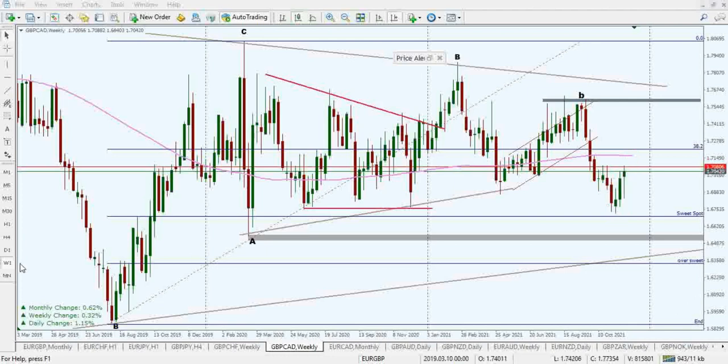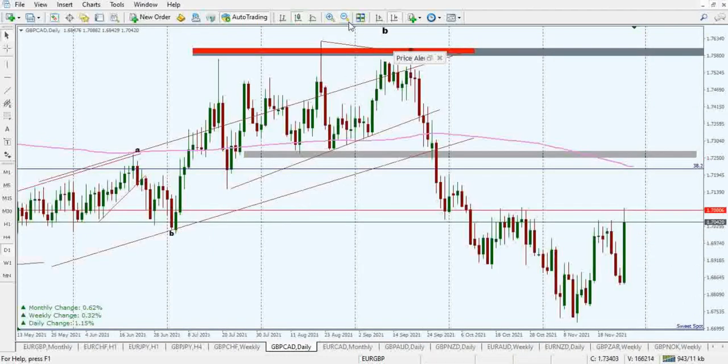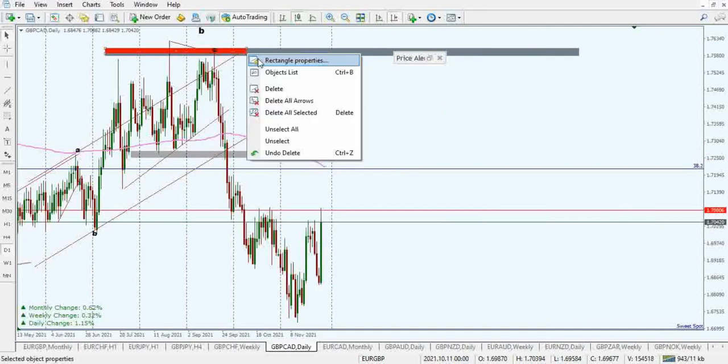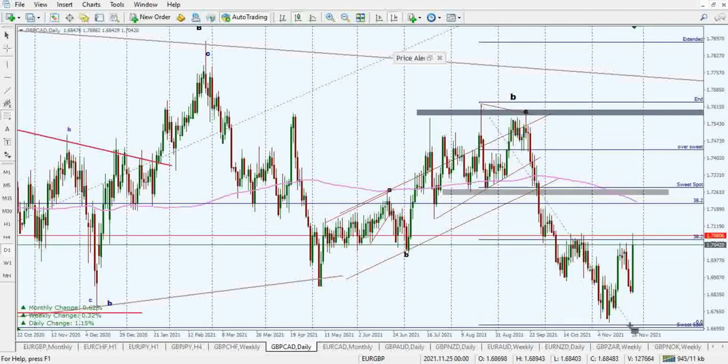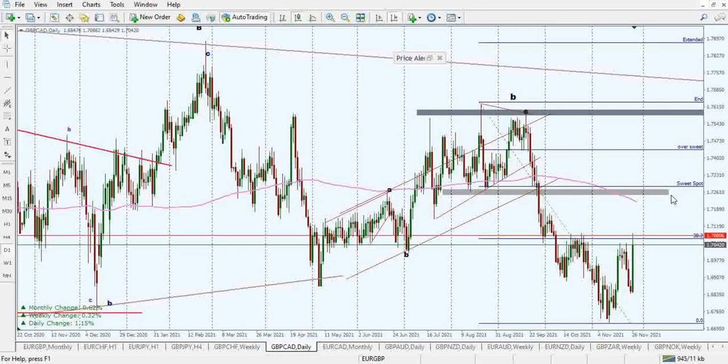So I'm going to be looking at this as a pullback, and apart from that, I'm going to start by putting up some Fibonacci retracement areas which I expect price to respect. First I'm going to be looking at 61.8. This area also is an important area which, as you can see, price respected in its bid to the upside.